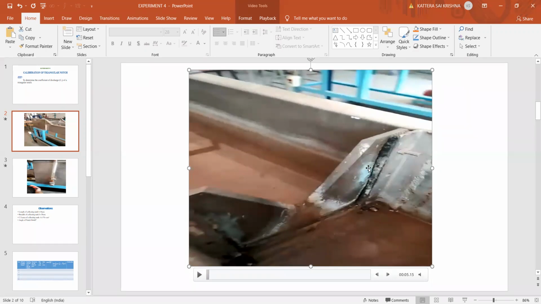If the size of the channel is very huge, we cannot use any metal plate there. So there we construct a weir, W-E-I-R, which may again be triangular in shape like this. And now if you see, there is some height below this V-shaped corner. This point is called the crest.